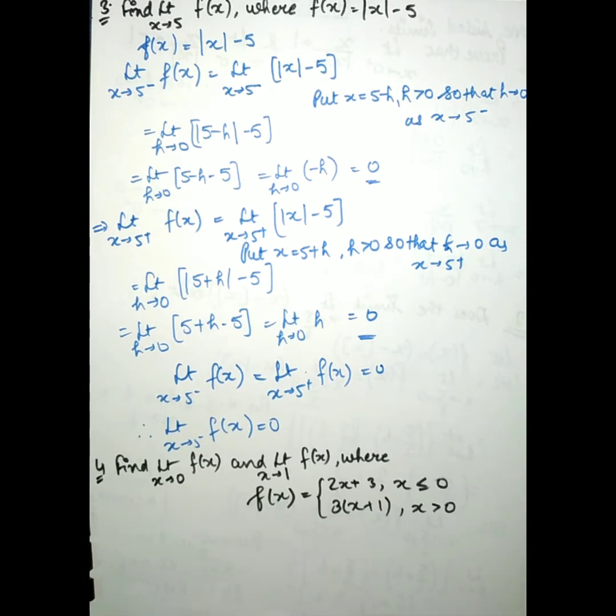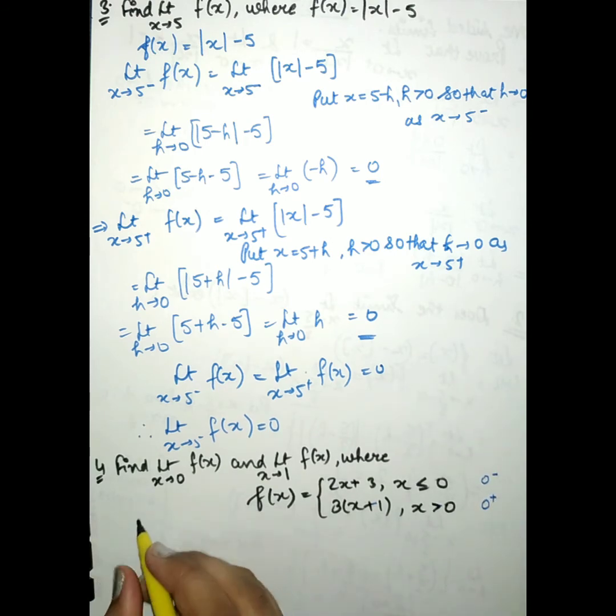Next, the fourth question is: find the limit x approaches to 0 f of x and limit x approaches to 1 f of x, where f of x is equal to 2x + 3 when x is less than or equal to 0, and 3x + 1 when x is greater than 0. Less than 0 means 0 negative, we will take 0 negative. Here x is greater than 0, so here we will take 0 positive.